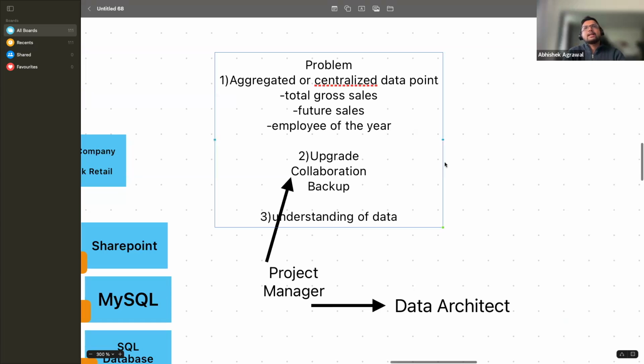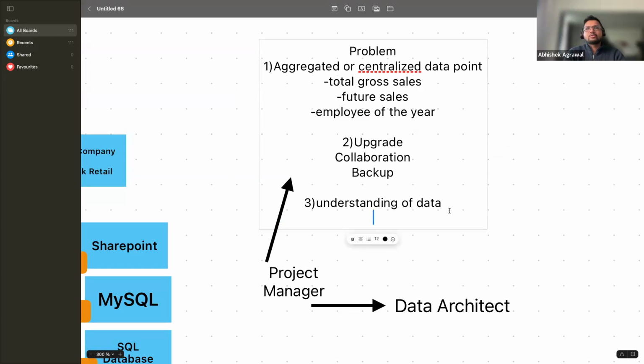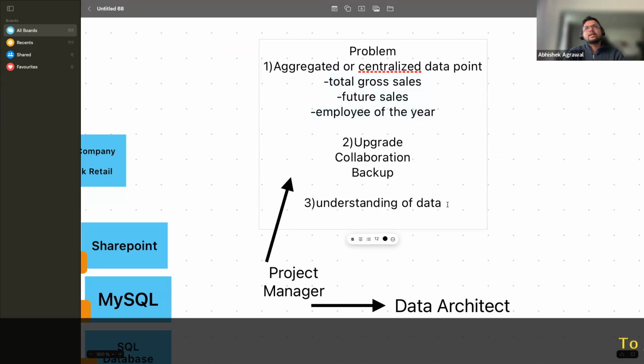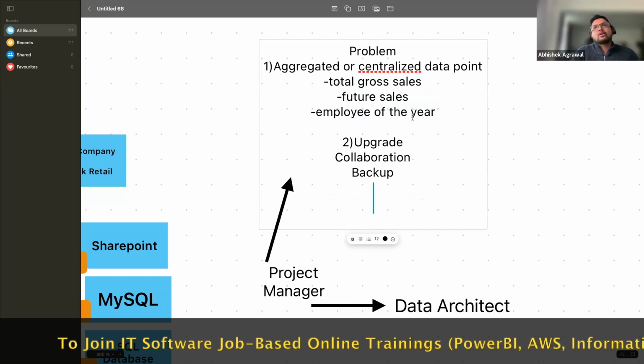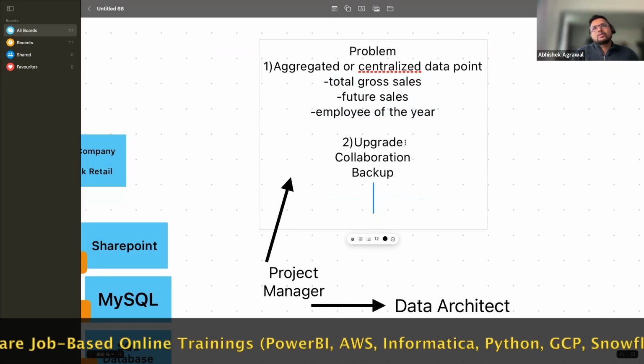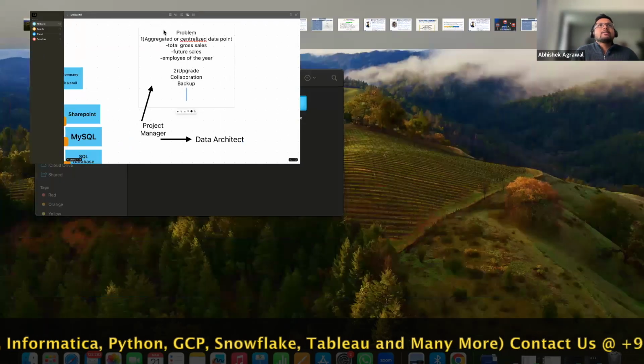Understanding of data, as in, suppose he wants to understand all of these data points: gross sales, future sales, employee of the year. All of that he wants. Suppose this is already written, so I'm not writing it. So gross sales, future sales, employee of the year, all of this they also want. So what has the architect told?